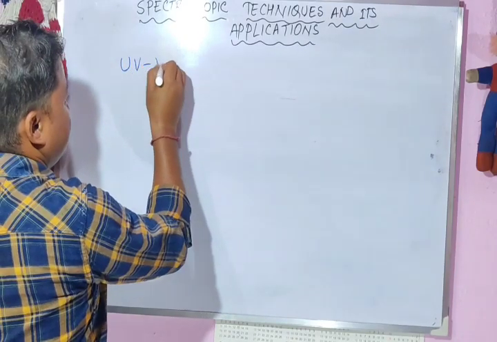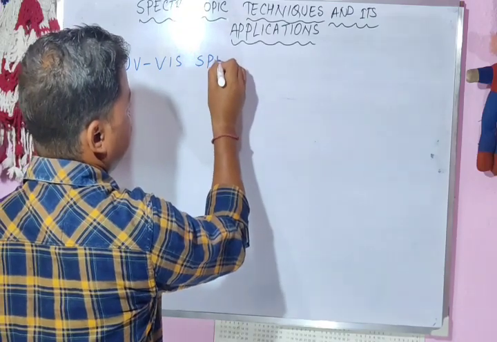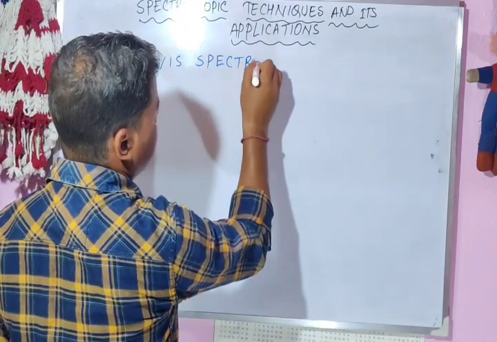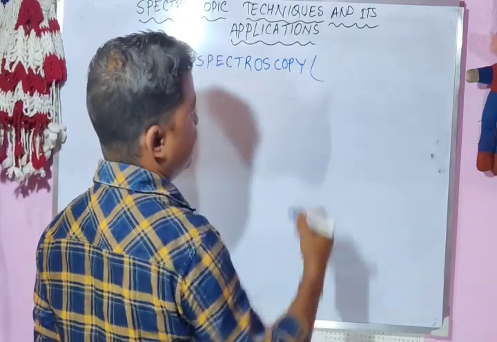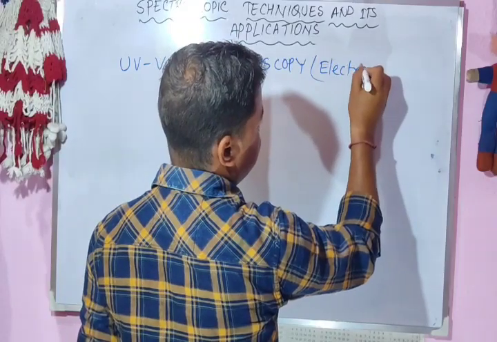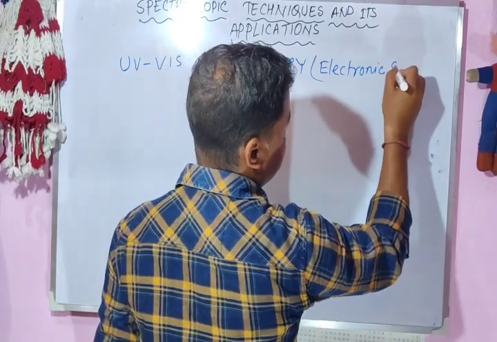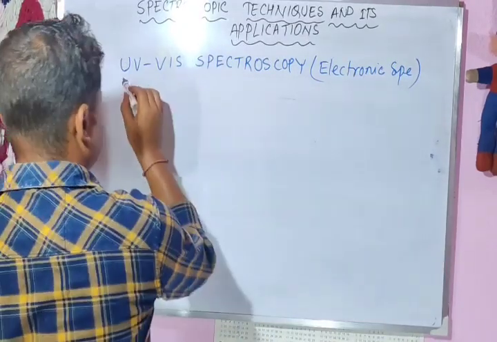UV visible spectroscopy. UV visible spectroscopy is also known as electronic spectroscopy. Electronic spectroscopy.